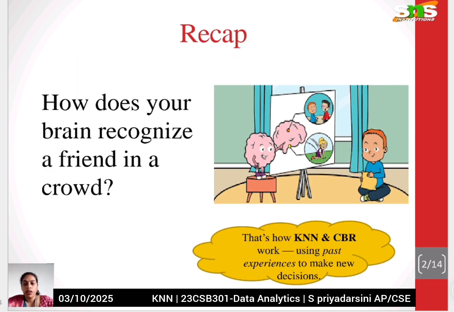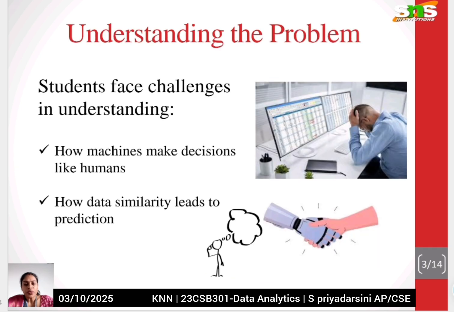Let's begin. To start with a simple recap, think about how your brain recognizes a friend in a crowd. You don't analyze every face, instead, you compare features: height, face, hairstyle, and dressing, etc. Once you find the closest match, you identify the person. This is exactly how KNN and CBR work. They use past experiences and similarities to make new decisions.